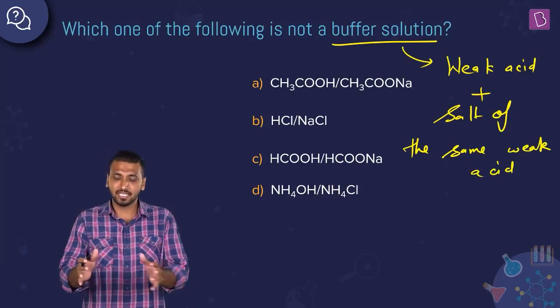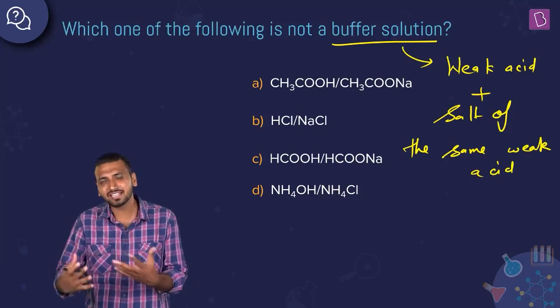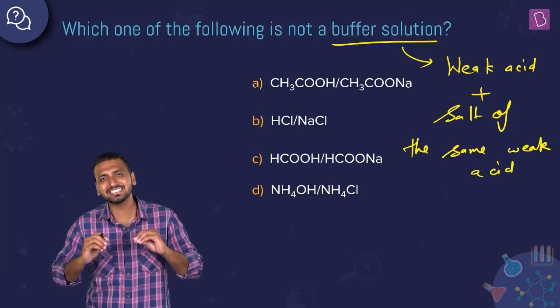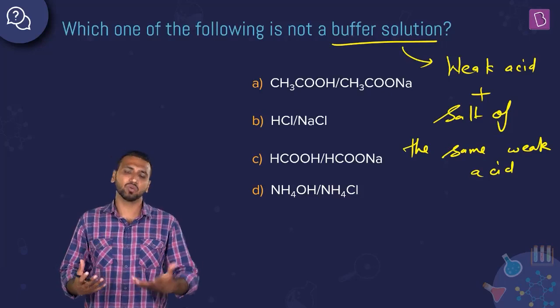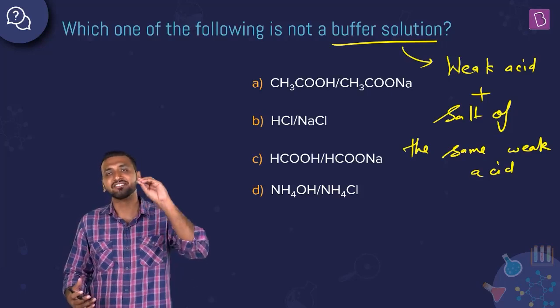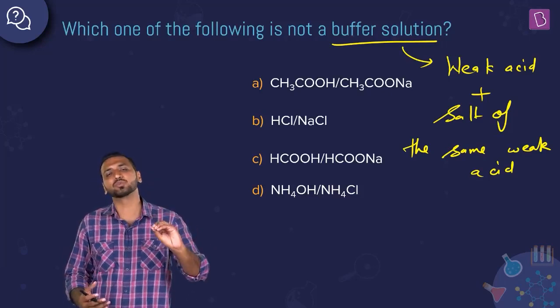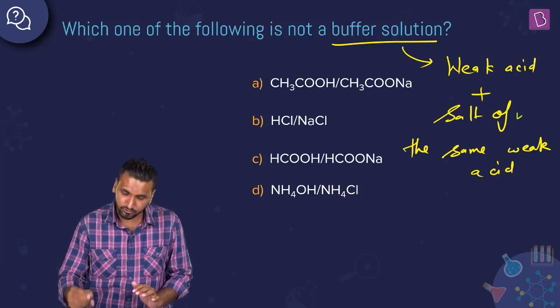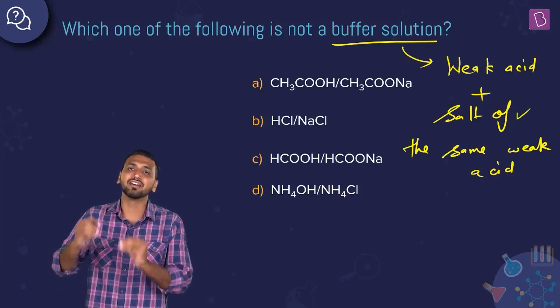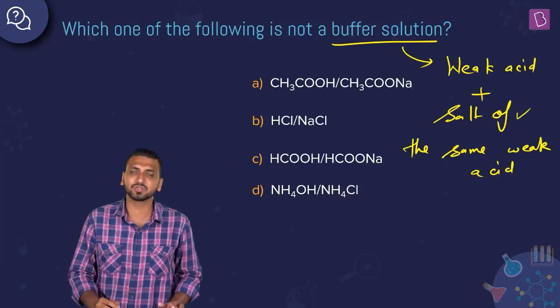Understand with an example. What I have written in terms of acid, you can write exactly the same definition in terms of base as well. What will it be? It will look like weak base in combination with the salt of conjugate of same weak base. Let's understand with an example.